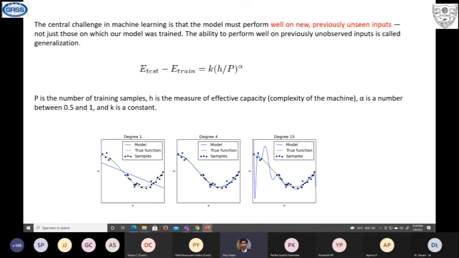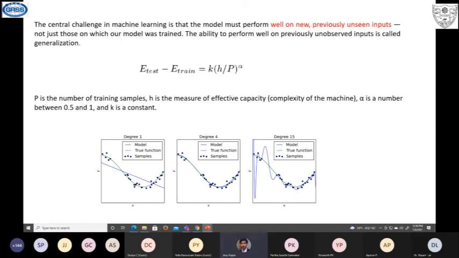So this should be less. The test error minus train error value should be very less. And you can see that this depends on the capacity of your model H and the number of training samples. If your training samples are very few, and if you are using a model of very high capacity, then there is a very high chance that your model will overfit. So in that case, either you should reduce the capacity of the model, use a small or simple network, or you should increase the number of samples.